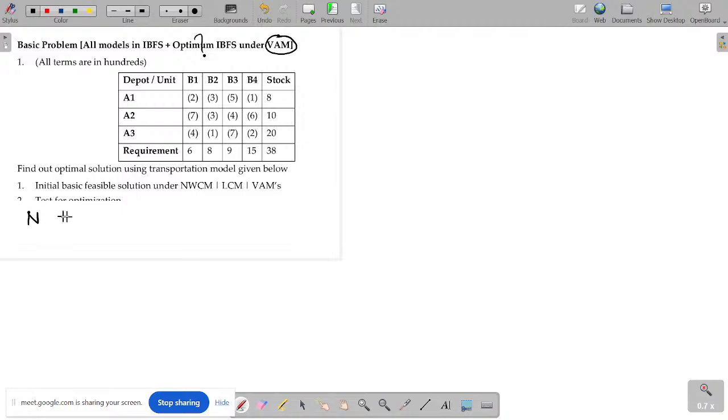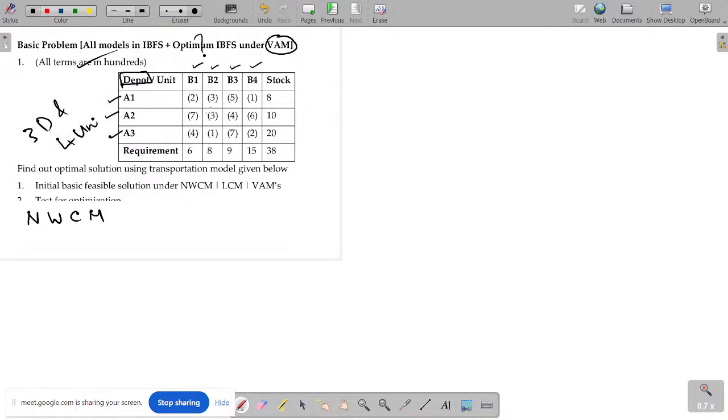So let me work it out here. Northwest corner rule method. Before that, please try to understand the content here. All terms are given in 100. Here the depots are named A1, A2, and A3, and the units are B1, B2, B3, and B4. These things need not be the same. There are 3 depots and 4 units. This need not be the same.